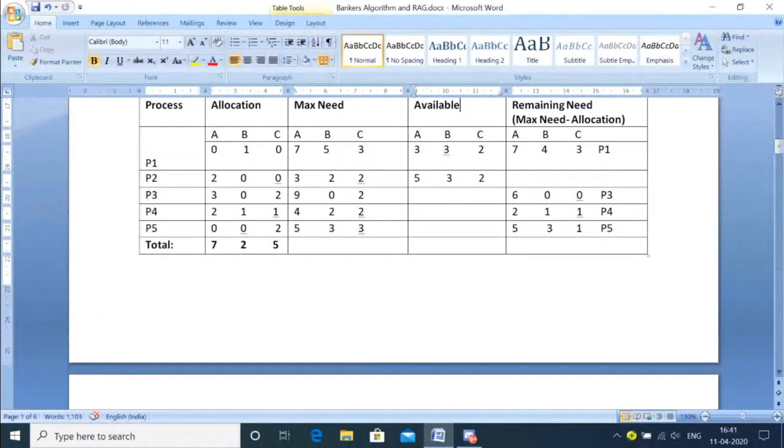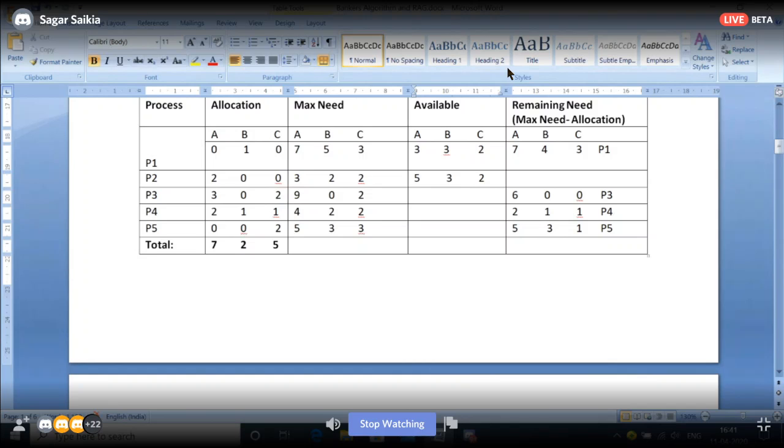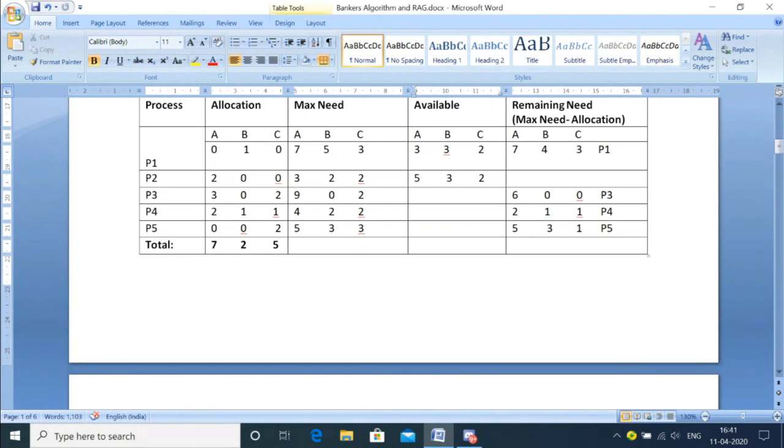Okay, let us go here. P2 has been executed, it's gone. Now P3 will be compared with the one which is available. I have 6 here, I have 5 here. How much do I need? 6. How much do I have? 5. Will I be able to get 6? No. The need is 6, but the availability in stock is 5. So P3 I cannot process.